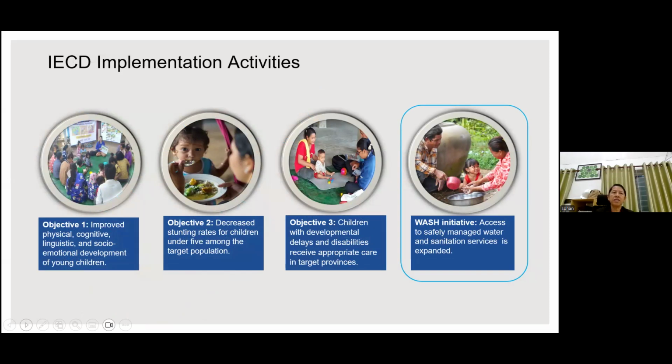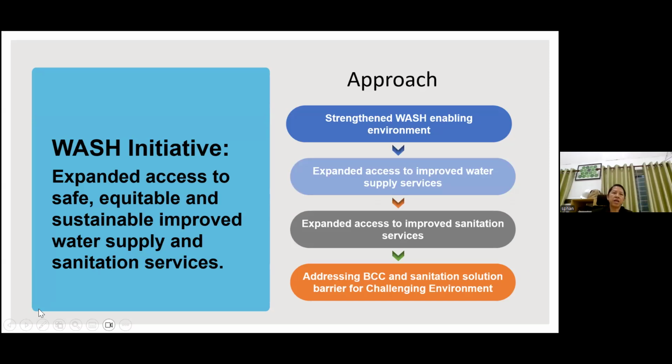So here is about IECD. Mainly, there are four areas of work, and the WASH initiative is one of the main areas of work under IECD implementation activity. So I will talk more on water and sanitation while I get permission to skip the other three, which is a lot more to be described and the time does not allow. Thank you. Next slide, please. So the WASH initiative aims to expand access to safe, equitable, and sustainable improved water supply and sanitation service. There are four main approaches that we design under the WASH initiative. So one is to strengthen the WASH enabling environment and expand access to improved water supply services as well as sanitation. And finally, we also help government to address behavior change communication and sanitation solutions in challenging environments.